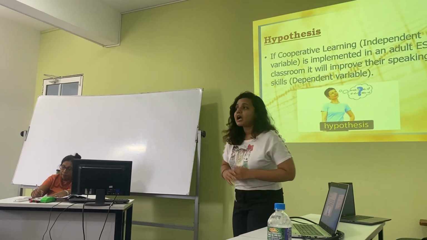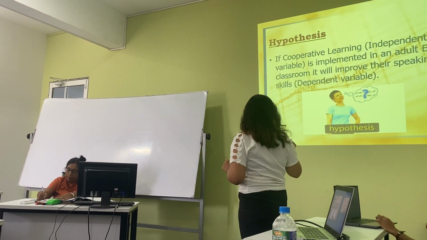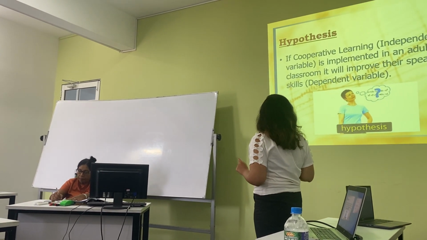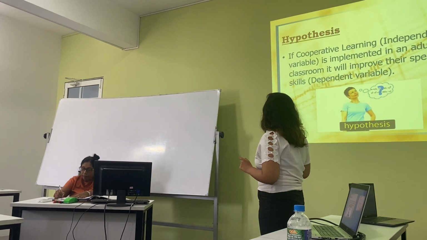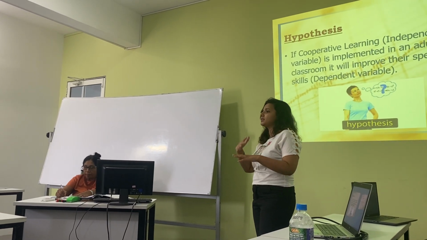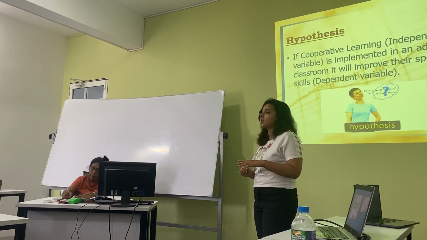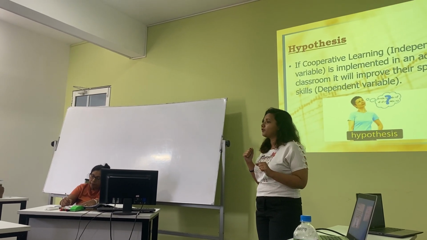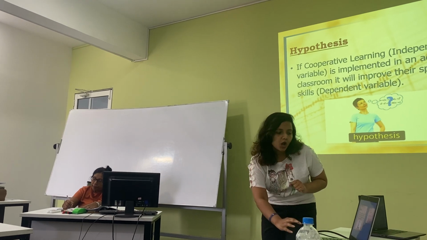So my hypothesis is that if cooperative learning is implemented in an adult ESL classroom, it will improve their speaking skills. My independent variable is cooperative learning, because that's the thing under my control and the thing that I am implementing. And my dependent variable will be the improvement of their speaking skills, which I will show you how I will test.